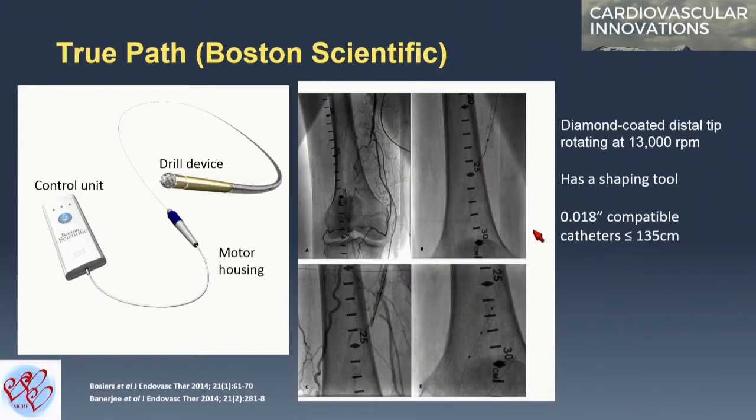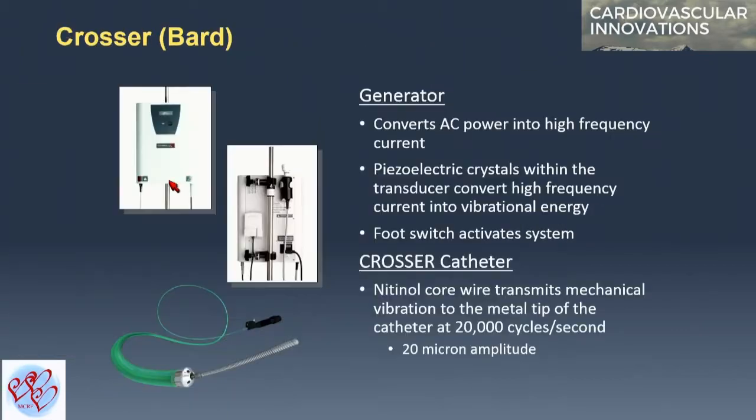If you look at the TruePath, this is from Boston Scientific. This uses a diamond-coated distal tip. It rotates at 13,000 RPM, essentially transforming the energy into rotational energy. It has a shaping tool. You can shape it up to almost 10 to 15 degrees. And it's an 018 compatible catheter that you have to use. The tool itself has a control unit right here, has a motor housing, and the drill device is right at the tip of this catheter.